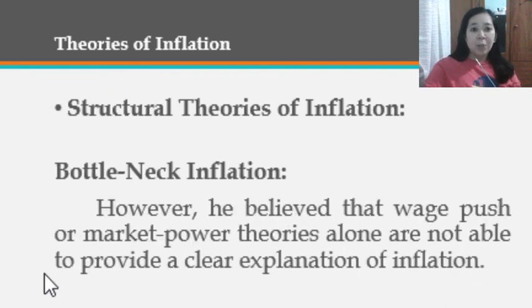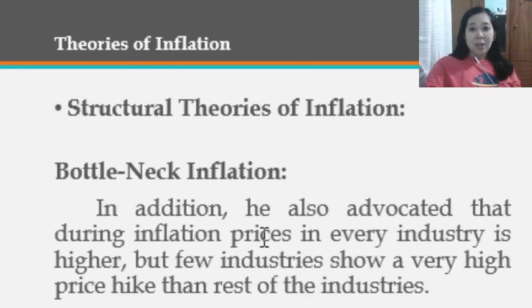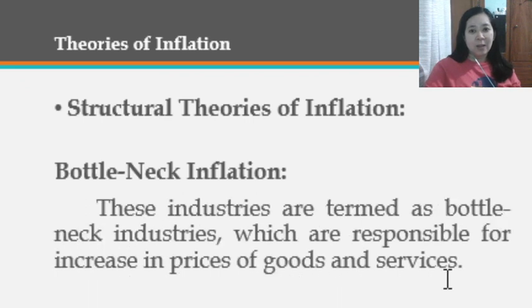However, he believed that push or market power theories alone are not able to provide a clear explanation of inflation in the economy. So after analysis of the situation, he says that inflation occurs due to the boom in capital goods and the wage spiral, or wage price spiral or chain. In addition, he also advocated that during inflation, prices in every industry are higher, but a few industries show a very high price hike compared to the rest of the industry.